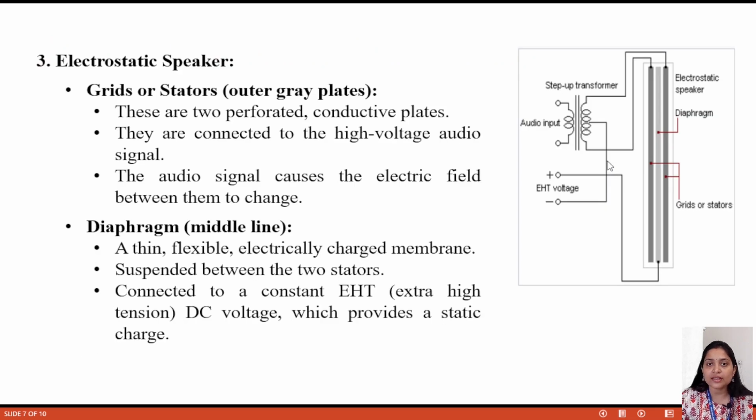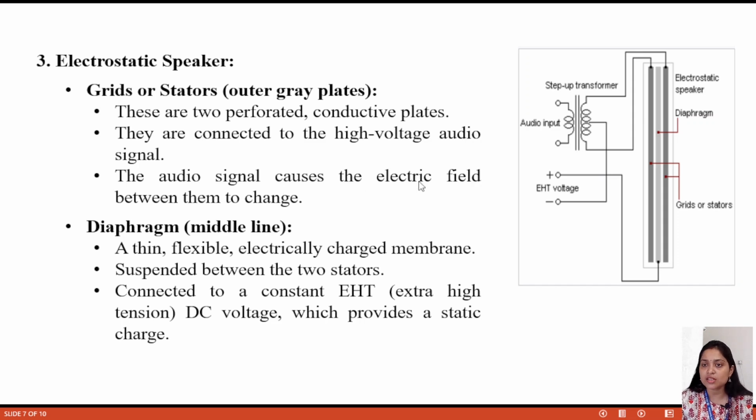Okay, then next, the electrostatic speaker. This has two parts: grids or stators, and the diaphragm. Now I am discussing the grids or stators. These are two perforated conductive plates. Perforated means there are some holes. Conductive plates means it is a conducting material, and if it is not a conducting plate, then it will not work. They are connected to the high voltage audio signal, as they are connected to the transformer.